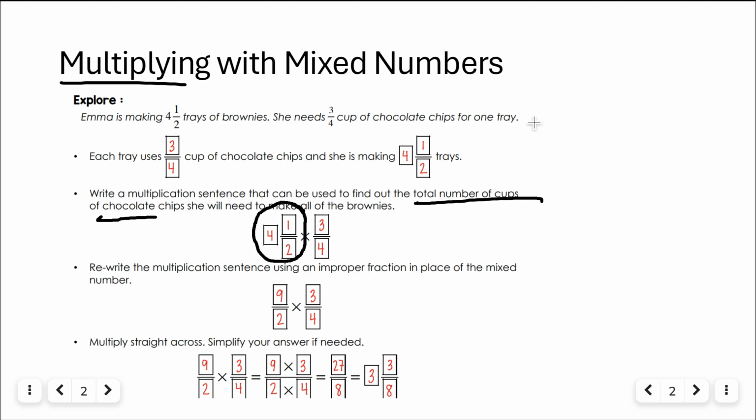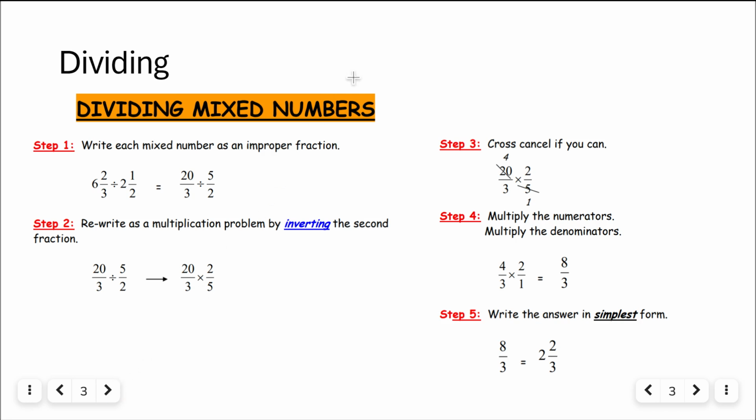So the key behind multiplying and dividing mixed numbers is to rewrite your mixed numbers as improper fractions. Then do the multiplication or the division. We already know how to do it. And then go back to a mixed number. All right? Dividing is the same thing. Okay? Take your two mixed numbers, write them as improper fractions, and then do the division that we did in the last video. You can cross cancel if you want. Okay? And then you can go back to a mixed number.